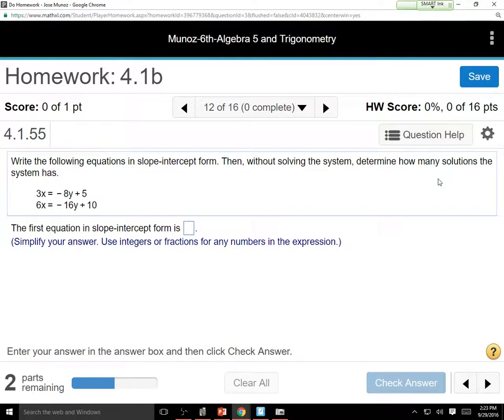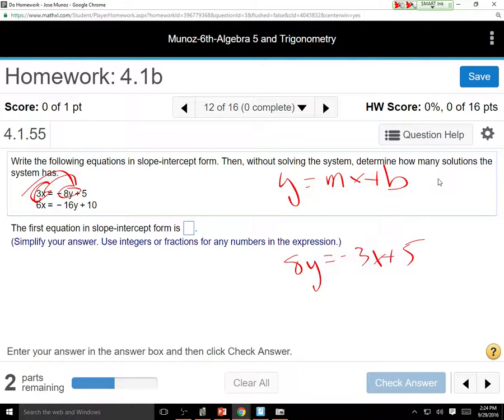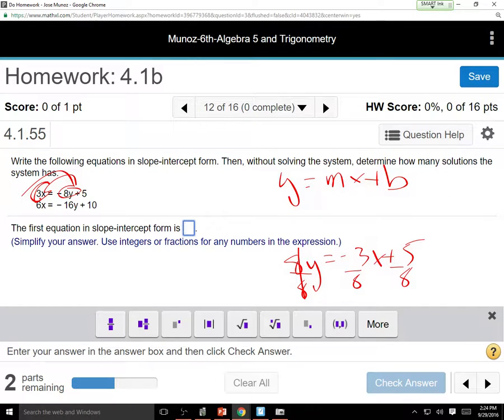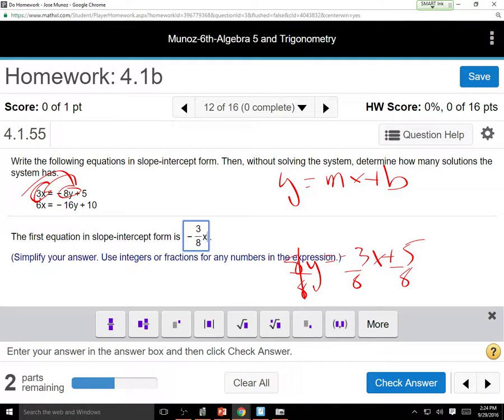So if it's going to be in slope intercept form, it's got to be y is mx plus b. So first thing I do is, I got to swap those two. So this got to go this way, this got to go that way. So I'm going to get 8y is negative 3x plus 5, right? Divide everything by 8. And there it is. That's the slope intercept form. You want to plug it in for you?